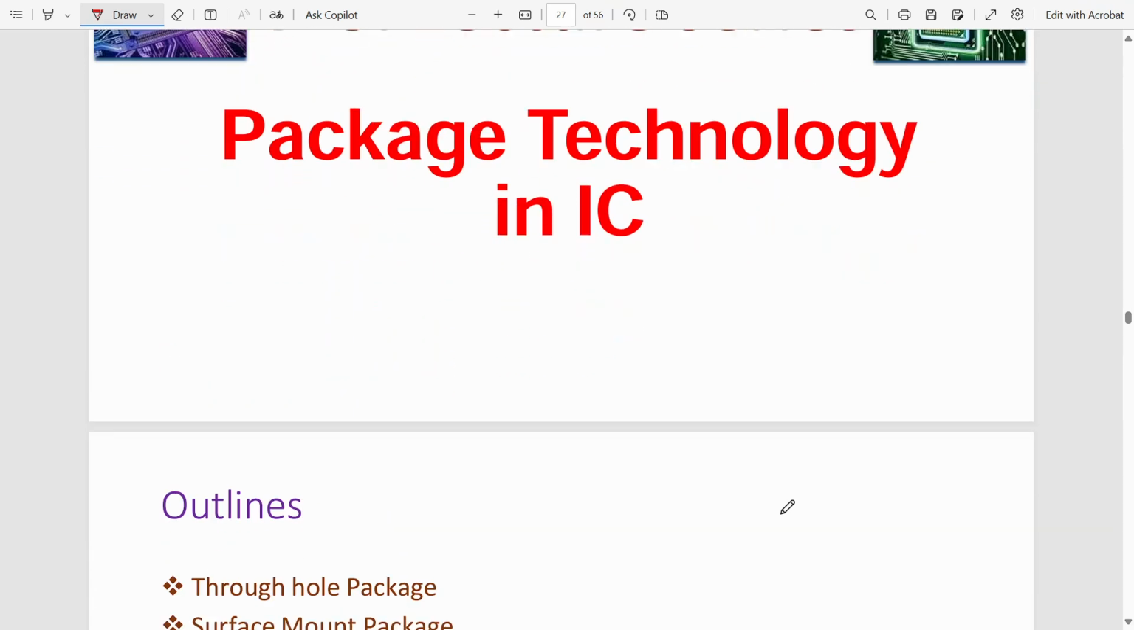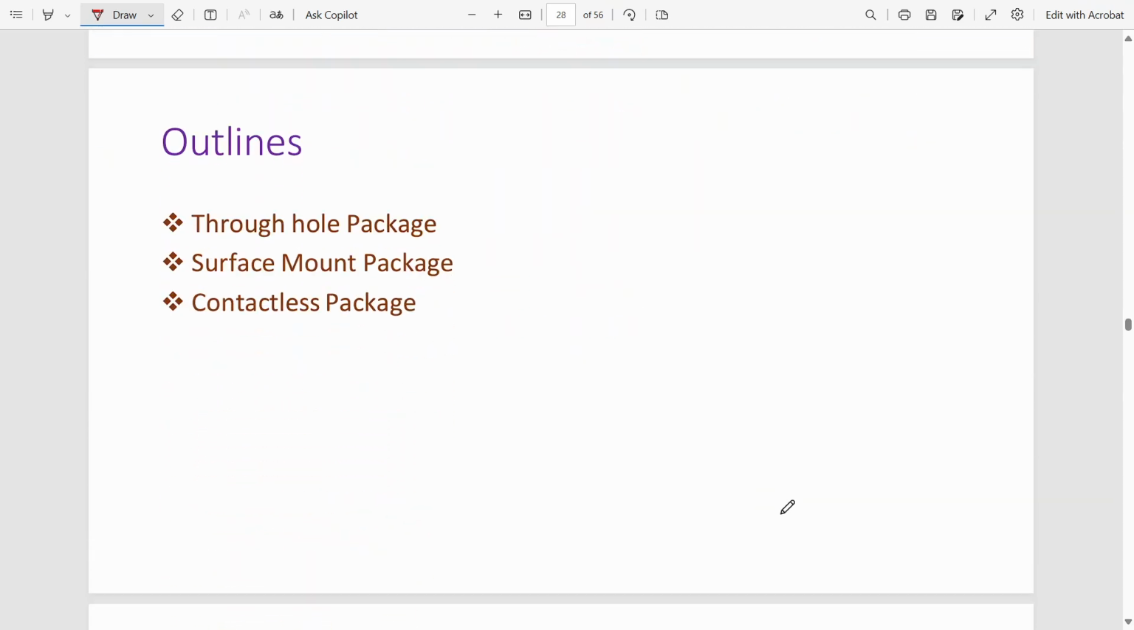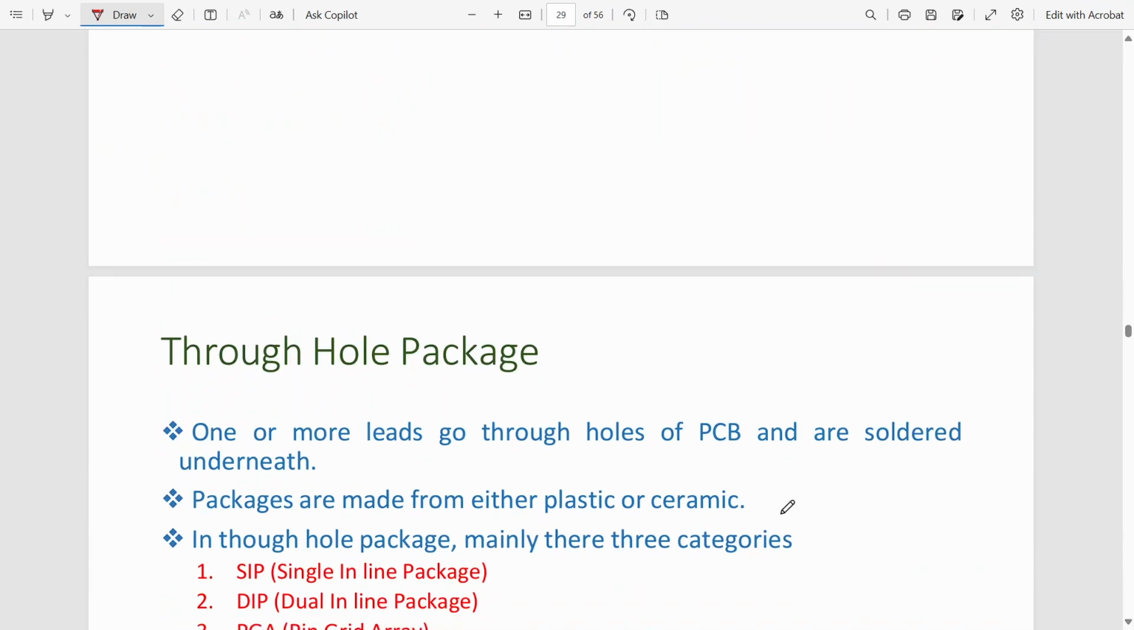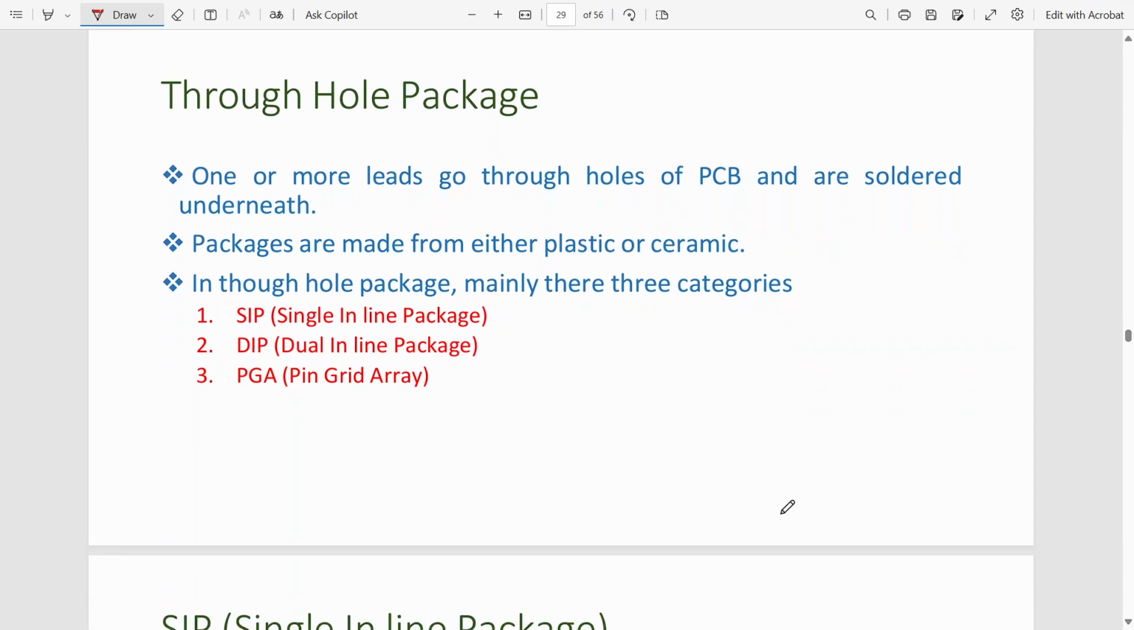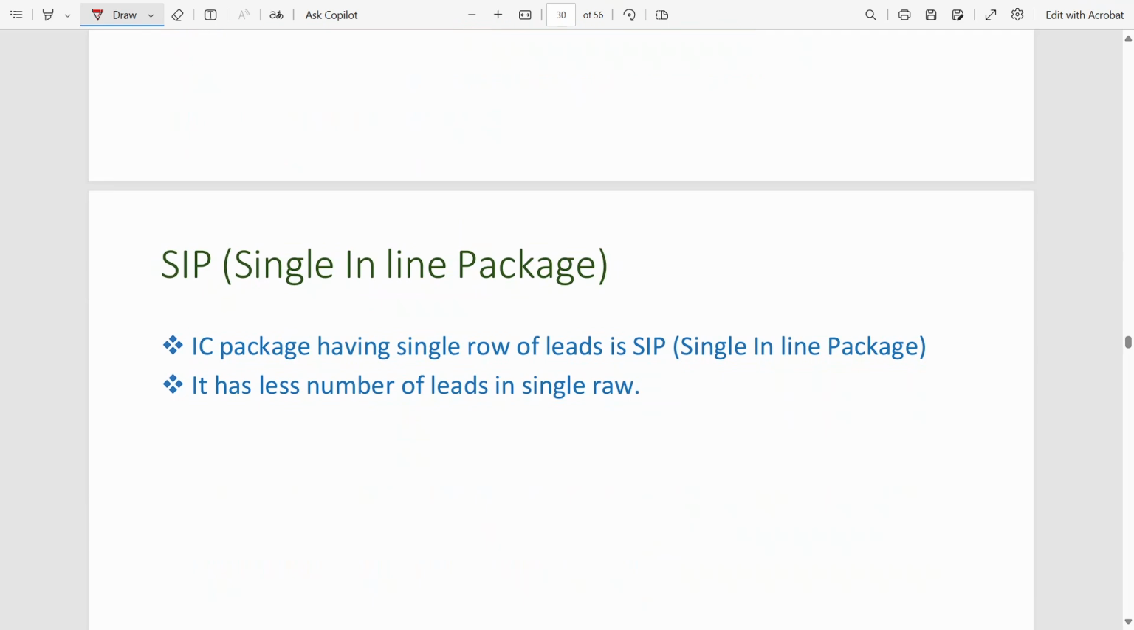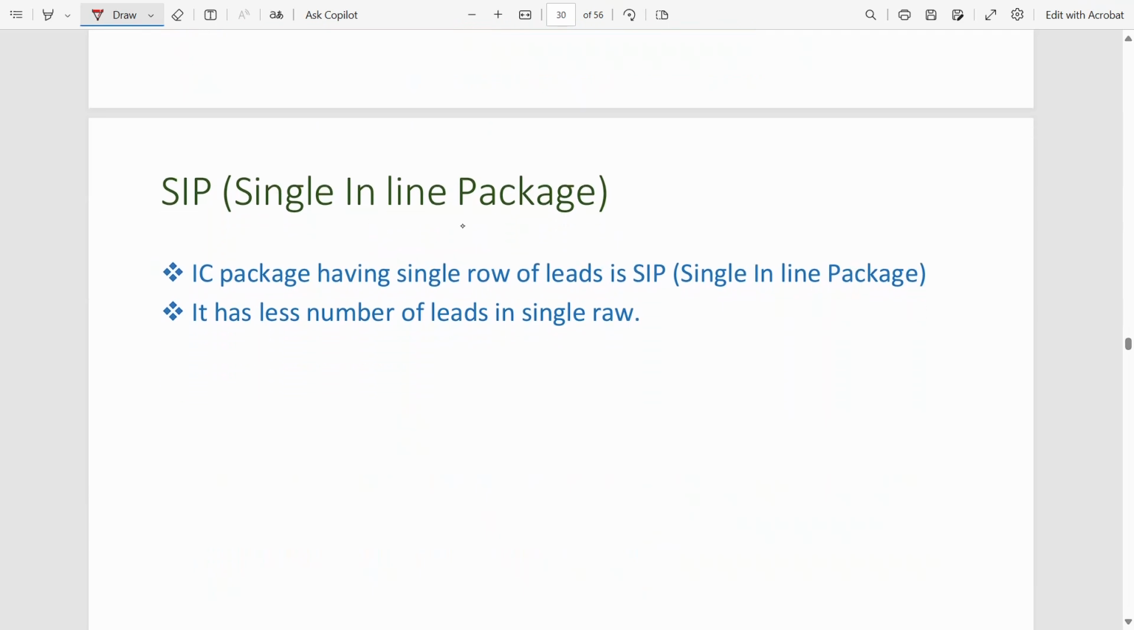Package technology includes through-hole package, surface mount and contactless. Through-hole packages, I think you already studied: there are SIP, single inline package, DIP, dual inline package, and PGA, pin grid array. SIP means pins are available on only a single side. The IC package has a single row of leads, so it has a smaller number of leads.